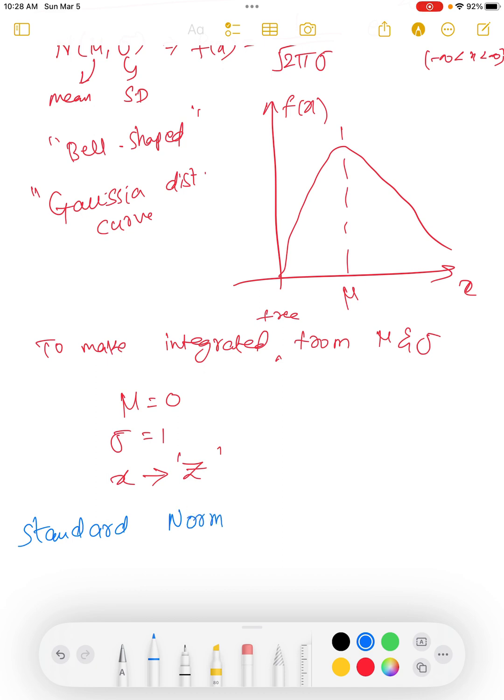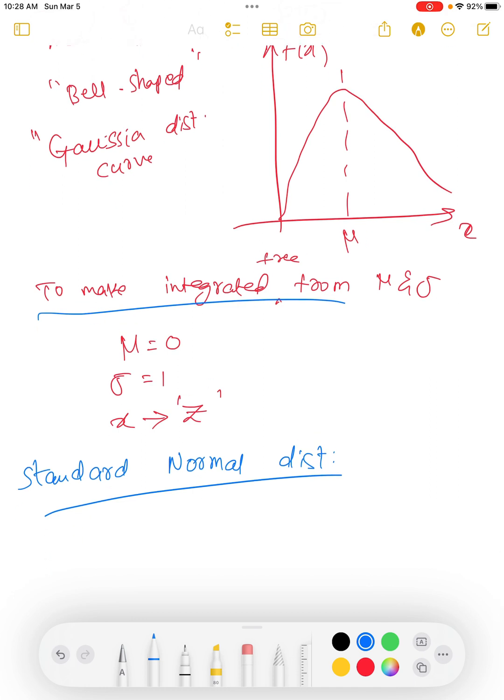So I am introducing a new term, that is standard normal distribution. Why are we going to the standard normal distribution instead of the normal distribution? To make the integral free from mu and sigma, I am assuming mu, the mean, equals 0 and standard deviation equals 1, and by assuming these two values, the random variable x changes to a standard normally distributed variable, the z value. You'll know the advantages of the standard normal distribution in future.